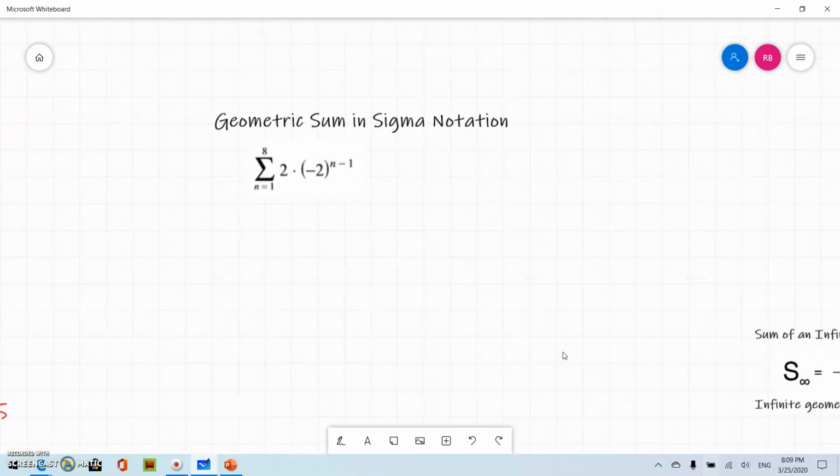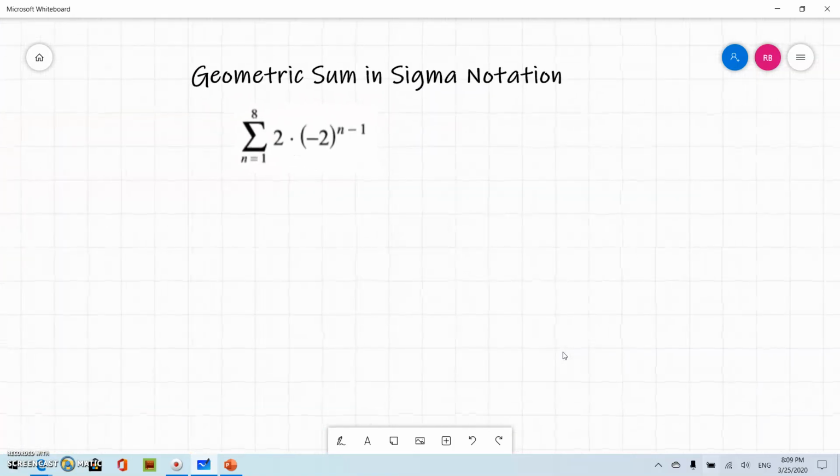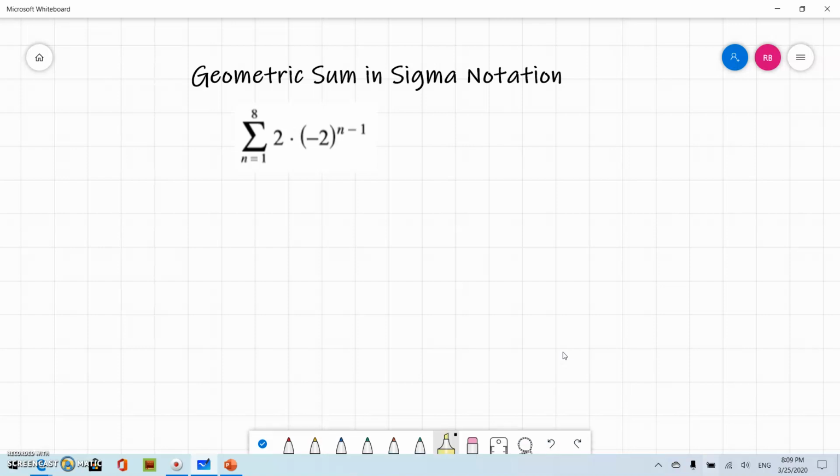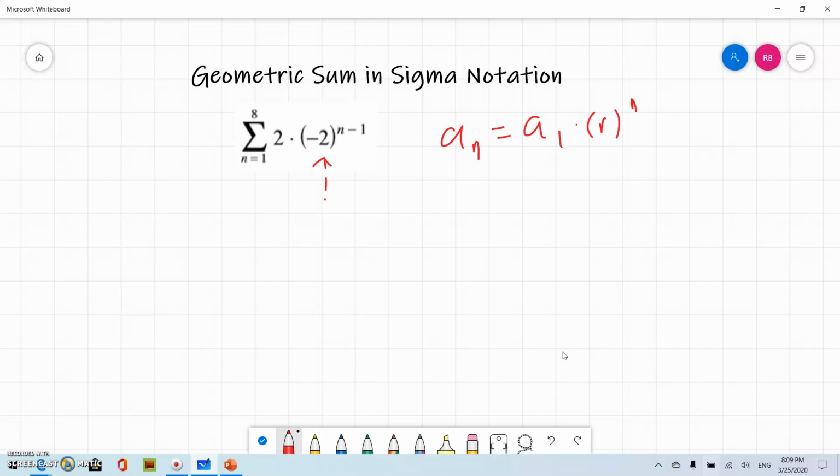Let's look at the sigma notation. It has been appearing since we started this chapter. What's important here is to know which one is your R. So R is this guy, right? Because an is a1 times r to the n minus 1. So we know that R is -2. So basically, this one is asking S of 8.